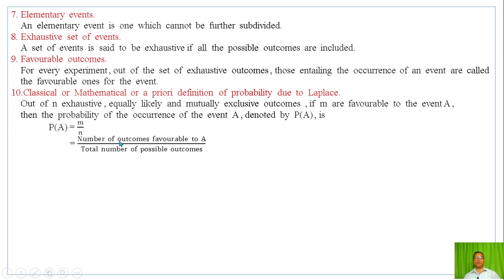M is the number of outcomes favorable to A, where A is an event. This is divided by the total number of possible outcomes.